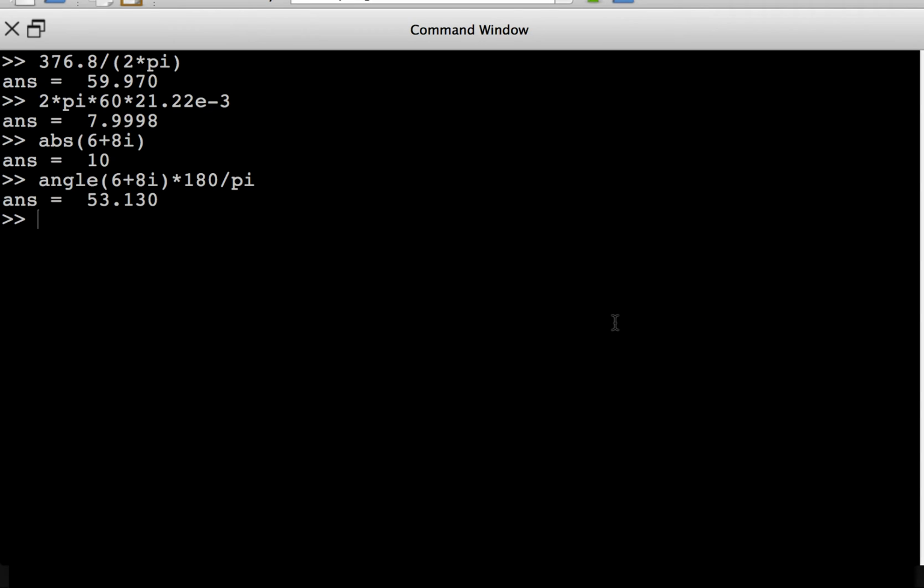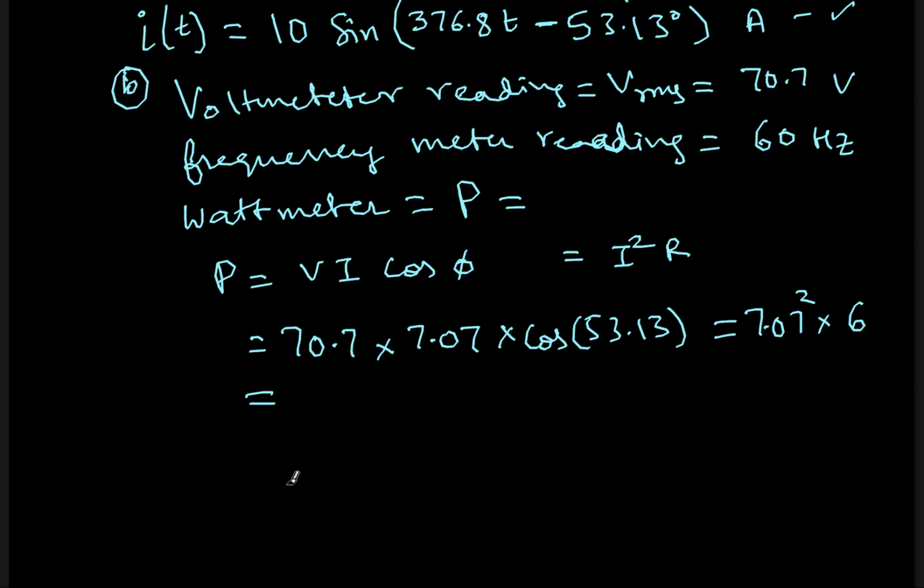I go back to my calculator. So 70.7 into 7.07 into cos of minus 53.13. But since cos function only takes radians, I have to convert this degrees into radians. So further divide by 180 and multiply by pi. So this quantity will be the active power. So I am getting 299.91. So I will approximate to 300 watts. So this will be 300 watts.